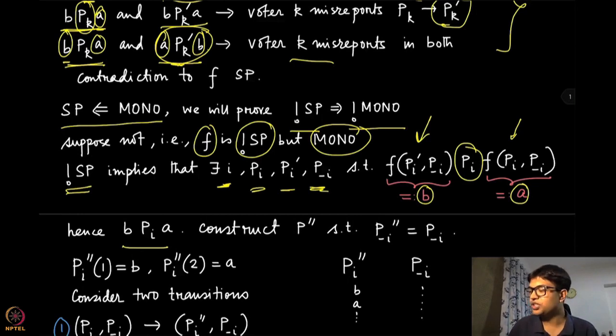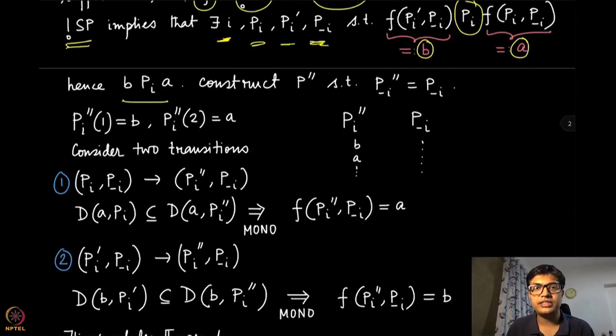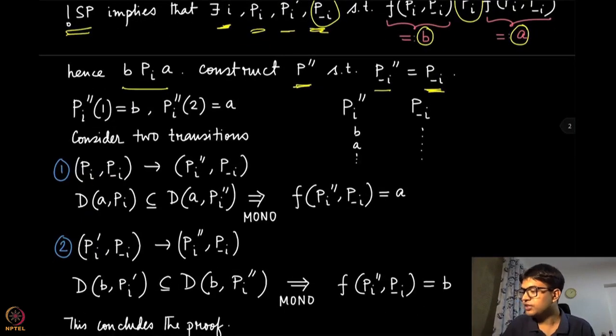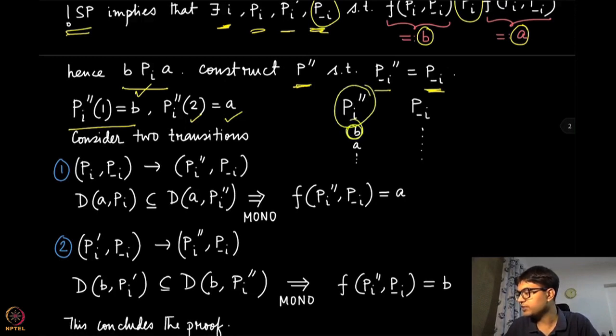Now we are going to use a trick that we have done sometime back. We are going to construct carefully a new preference profile where we will show some sort of a contradiction. So let us construct some P double prime, such that for all the agents except agent I, the preferences are the same as the original preference. So for all the other agents, we are not changing their preferences. For this particular agent I, we are putting the topmost alternative to be B, and the second topmost alternative to be A. So you can imagine that in this PI double prime, the topmost alternative is B, the second topmost is A, and everything else remains the same, and this preference profile is nothing but our P double prime.